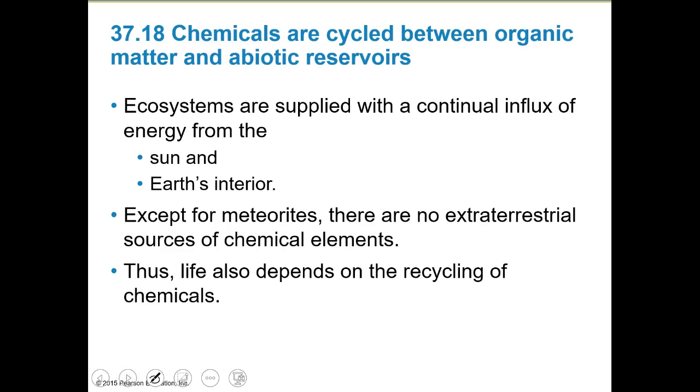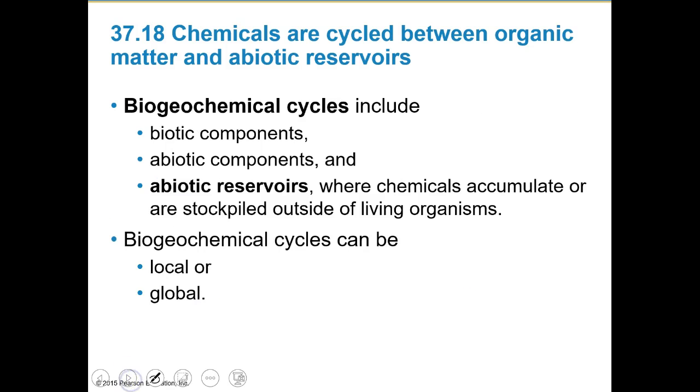So ecosystems are supplied with a continual influx of energy from the sun and the Earth's interior. Remember, we've got that hot magma in the Earth, and so it actually creates some heat there as well. So we're getting some energy. Except for meteorites, there really are no extraterrestrial sources of chemical elements. So all life depends on the recycling of those chemicals. We don't get a whole lot of new ones.